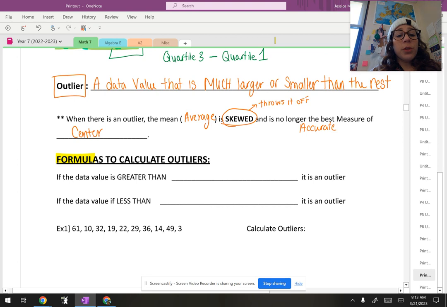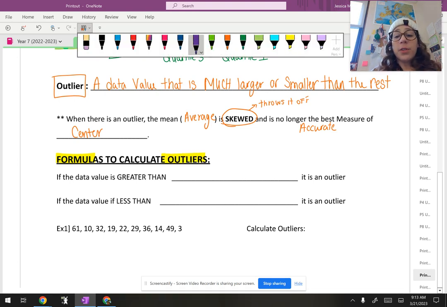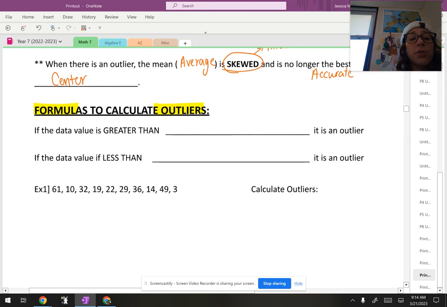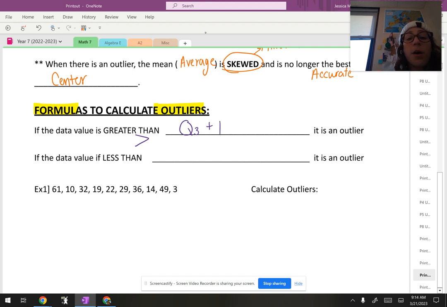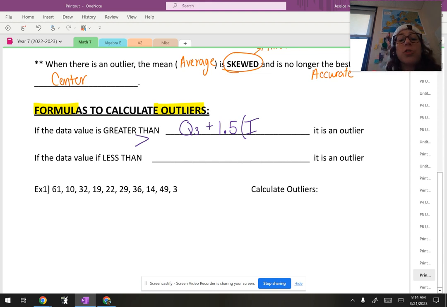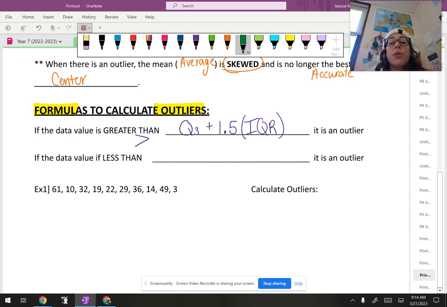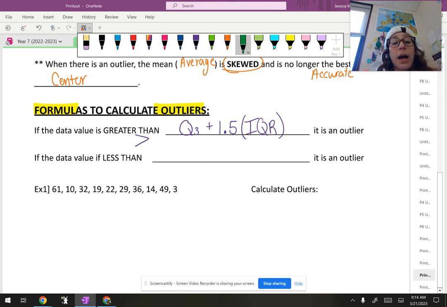There are actual formulas that we use to calculate outliers, and you will need to do this on your practice problems tonight. And so first off, if your data value is greater than, so that's that inequality, if it's greater than Q3, which stands for quartile 3, plus 1.5 (parentheses, meaning multiplication, so times) the IQR. Remember what the IQR stands for? Interquartile range. Great job. So if you do that math and you have a data value that's bigger than that number, then it's going to be an outlier.